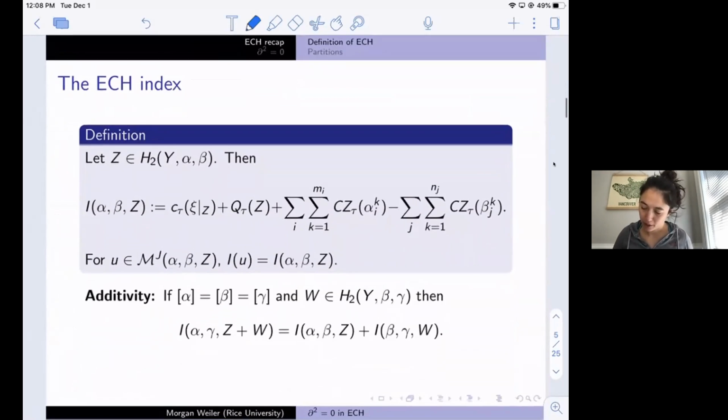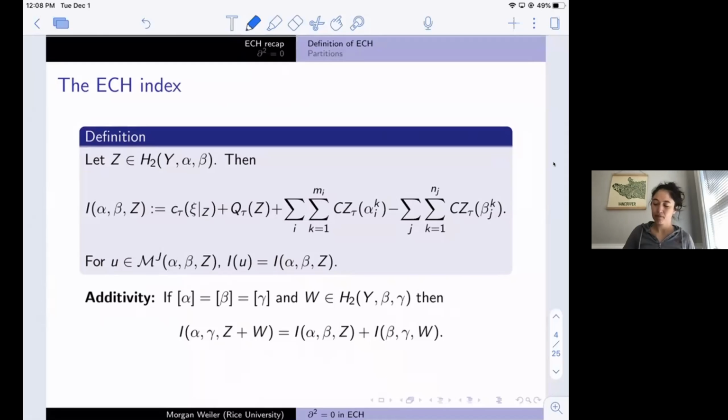But first, we need to talk about the ECH index. I don't necessarily expect you to understand what's going on here, but in any case, for a pair of orbit sets and a relative homology class, I can cook up this integer using this formula. This first part involves the relative first Chern class.